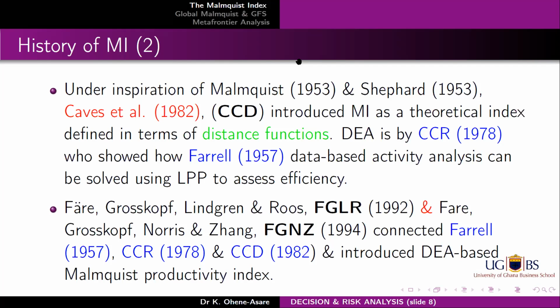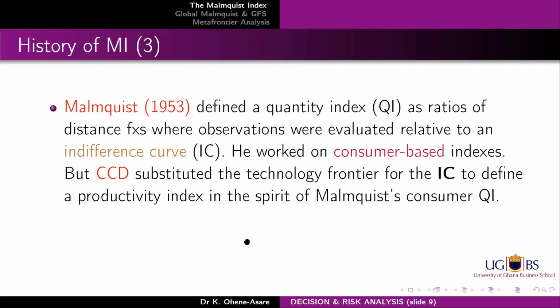And it is good you know all of these references. They are in top journals, because some of these papers, especially this FGNZ, is in the American Economic Review. Malmquist defined the quantity index as ratios. He used the idea of indifference curves, and he worked on consumer theory. But Caves, Christensen, and Diewert substituted the technology frontier for the indifference approach. And so they defined a productivity index in the spirit of the consumer theory by Malmquist. This history is good if you are really learning well.